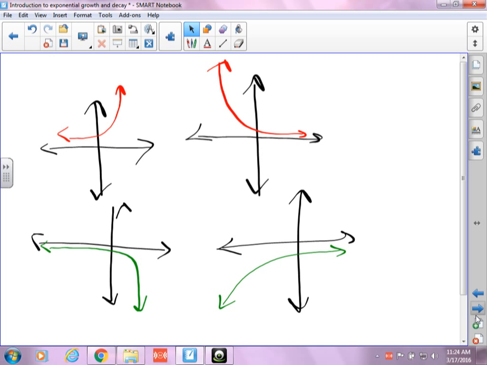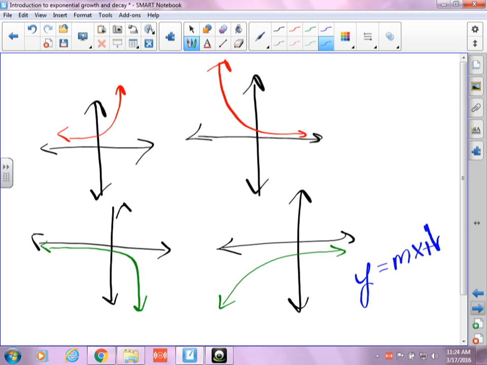Because remember, for it to be linear, it needs to be y equals mx plus b. That is not what this is. It's exponential. It's like y equals a to the x. See the difference?